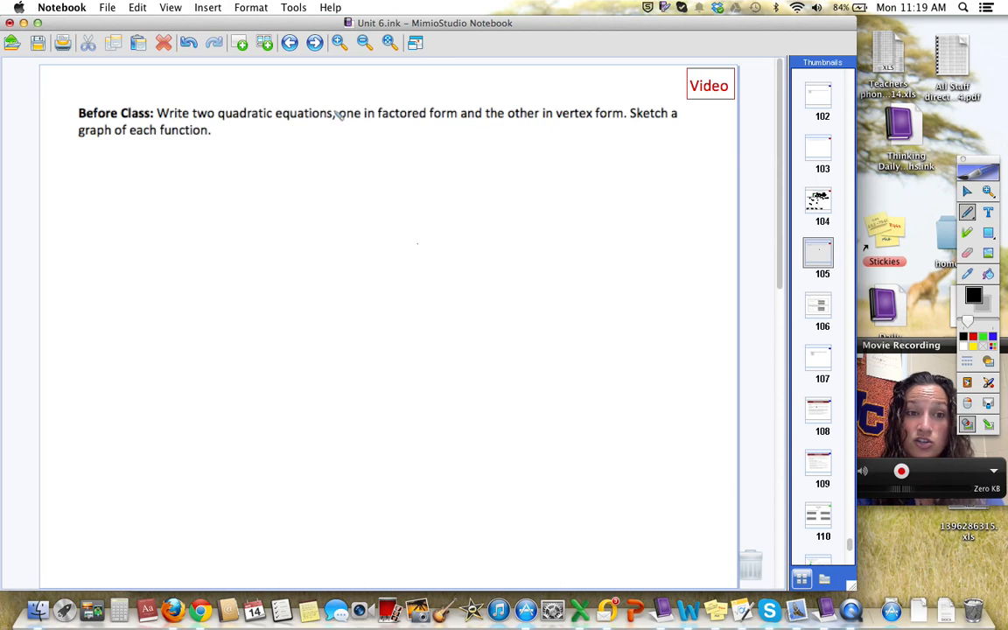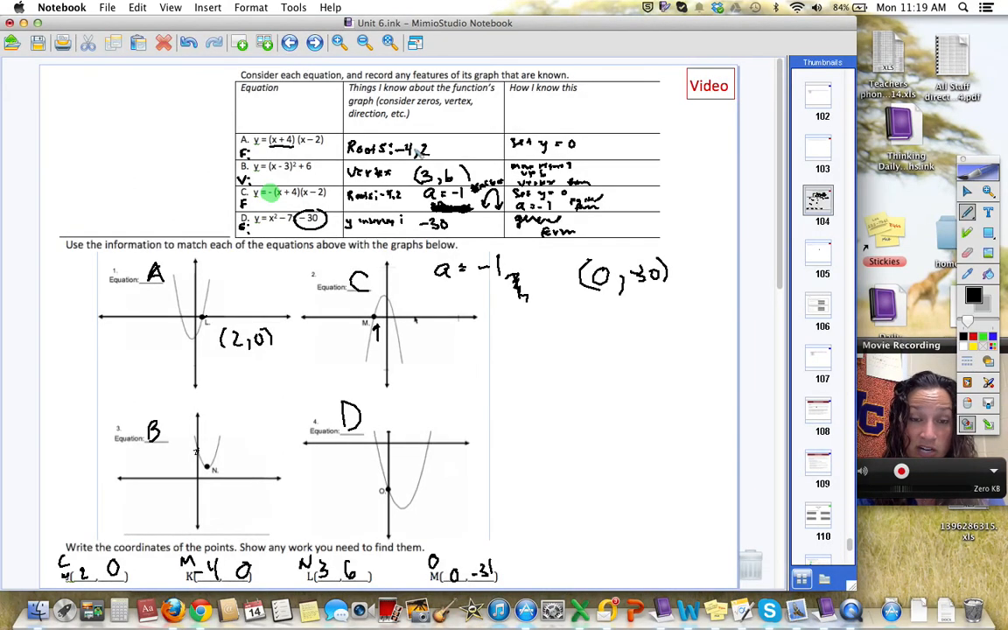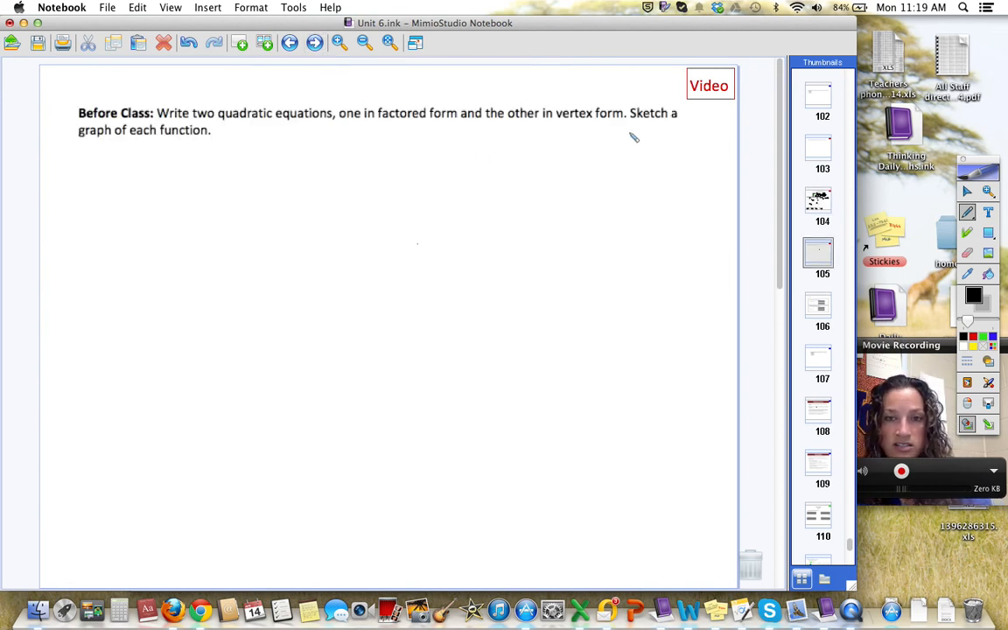I want you to try and sketch a graph. So after you create an equation, just pull out what you know. Do I know the roots? What are the roots? Or what's the vertex? And then just sketch a graph. So that's what you're going to do before class.